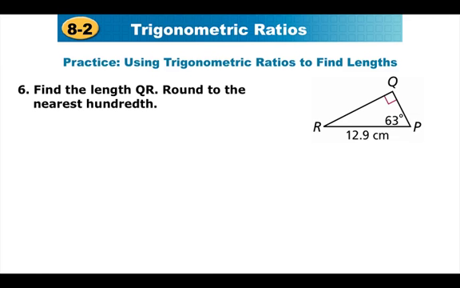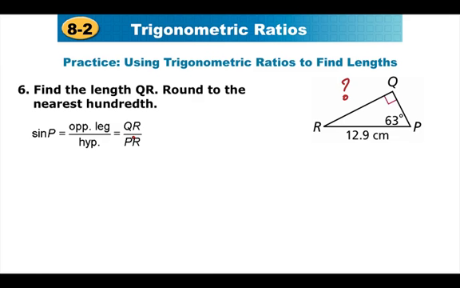It says find the length QR. So we're looking for this here, and round to the nearest hundredth. Very similar to number 5, but now we're going to be using a different trig ratio. Notice that this is my reference angle, 63. This is the hypotenuse, and this side, QR, is opposite to the angle 63. So what trig ratio is that? Sine. Sine of P is equal to opposite leg over hypotenuse, or QR over PR.